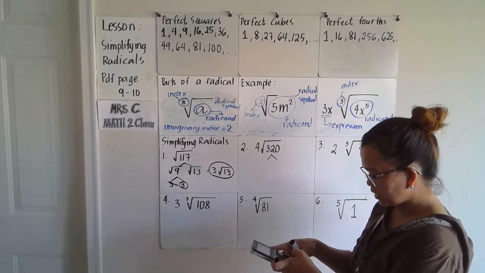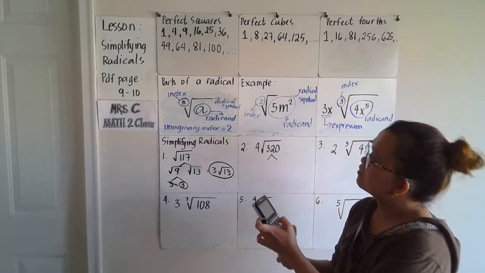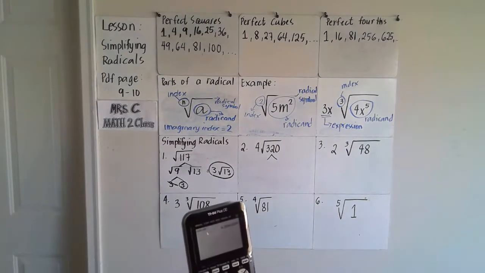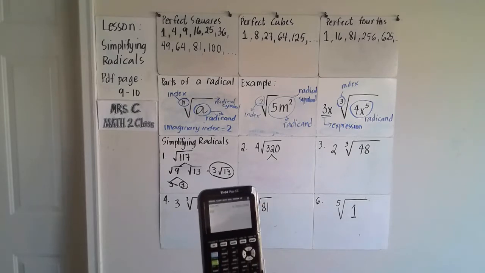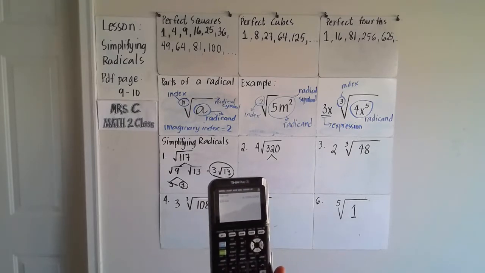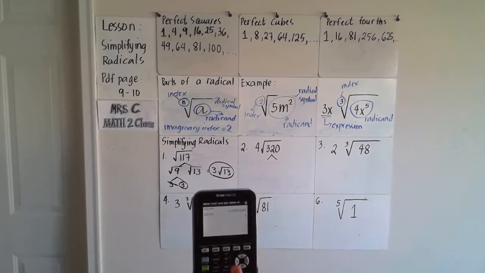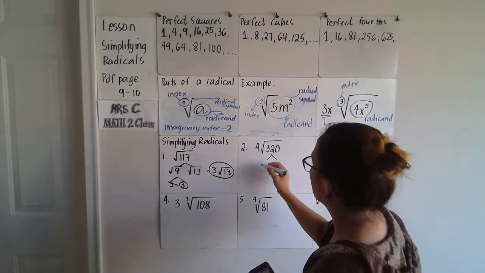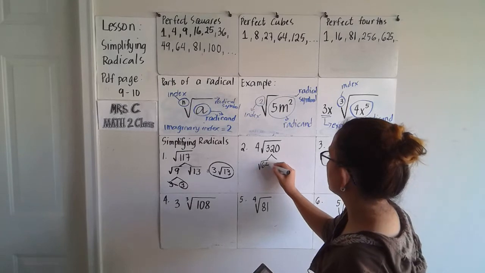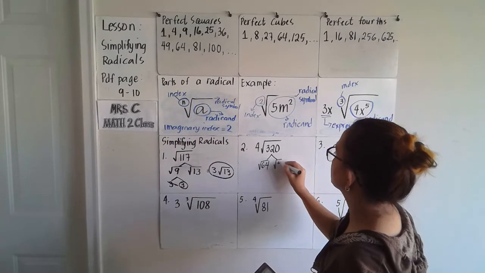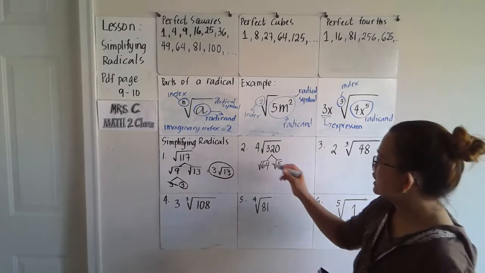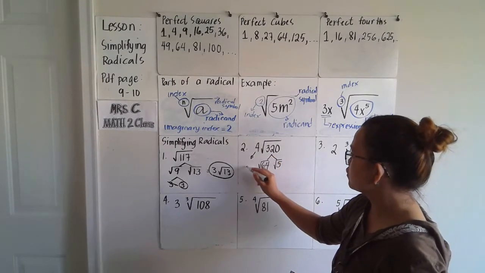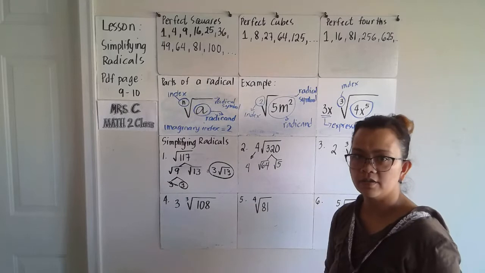So 320 divided by 49 is not a perfect square. So 320, this is trial and error, divided by 64. Yes, it is. So 64. So I will put square root of 64 here and square root of 5 because 64 times 5 is 320. Now I will put down 4 here. I will just copy 4 here.